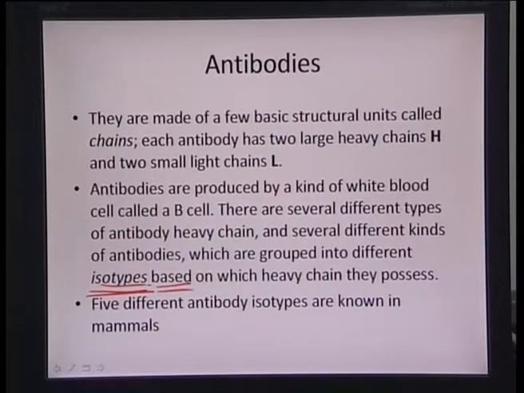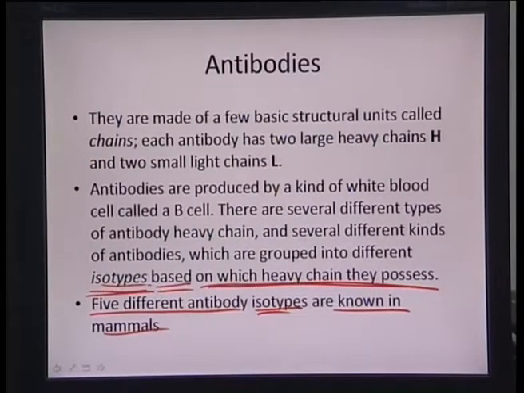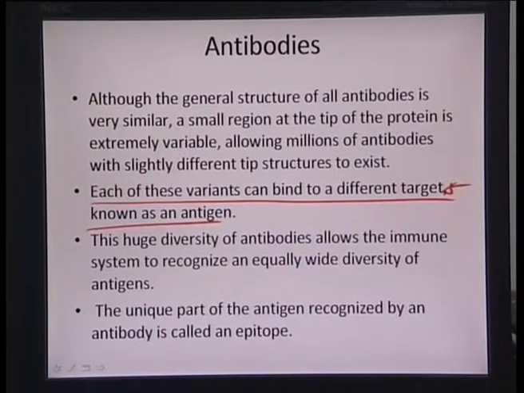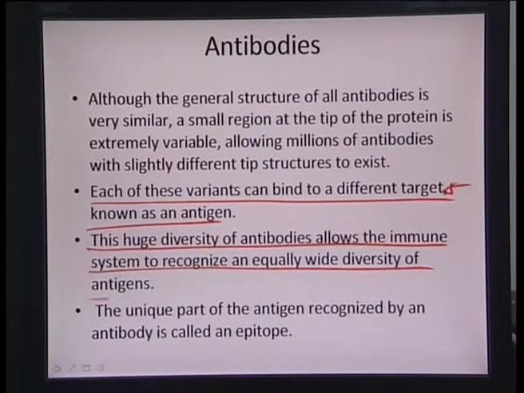Isotypes are essentially based on which heavy chain the antibody would possess. So as I indicated before, there are about 5 different antibody isotypes known in mammals so far. That is all the range that the antibody could have, except the fact that the epitopes are varied and numerous in region. So an antibody essentially made up of this epitope with the heavy and light chain isotype can bind to different targets, and the targets that they typically bind to are known as antigens. Also there is a huge diversity of the antibodies which allows the immune system to recognize an equally wide diversity of the antigenic systems. So the unique part of antigen is recognized by an antibody called an epitope, as I have indicated earlier and shown in the particular figure.